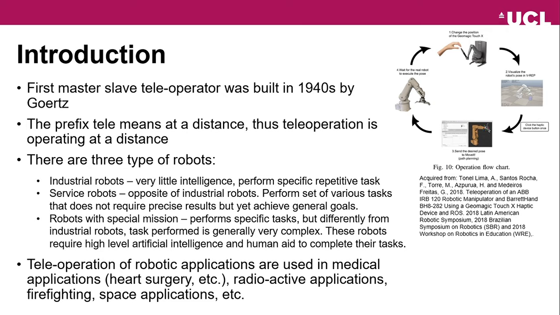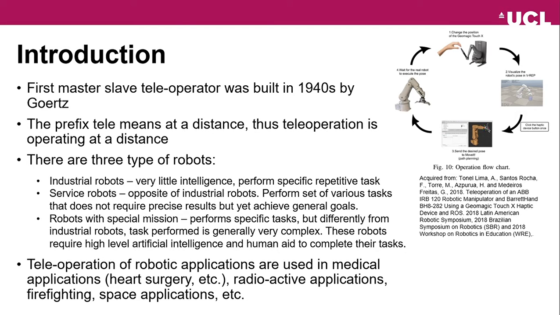The prefix tele means at a distance. Thus, teleoperation naturally is operating at a distance. There are three types of robots: industrial robots, service robots, and robots with special missions. Industrial robots perform specific repetitive tasks and require very little intelligence. Service robots are the opposite of industrial robots. They perform some general tasks.